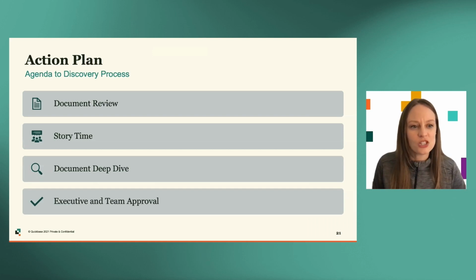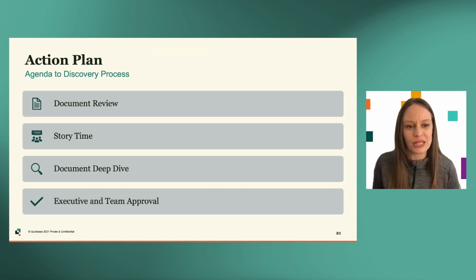Okay, so our action plan here, there are 4 parts to this process that we're going to walk through on the other slides. And this is really the how of your discovery process. The first one is just document review, which we just went over some of the documents. The next one is story time. And that's really just a conversation with the users about their process. The next one is the document deep dive, which is really digging into those documents with your user group. And finally, the wrap up and the executive team approval.